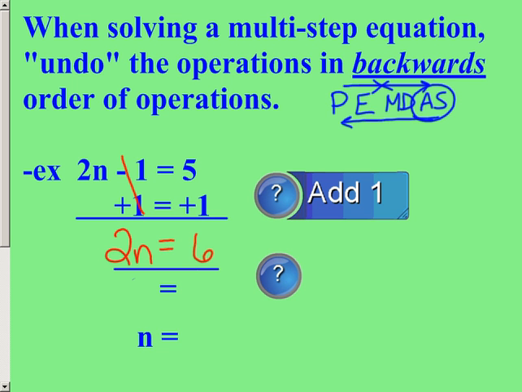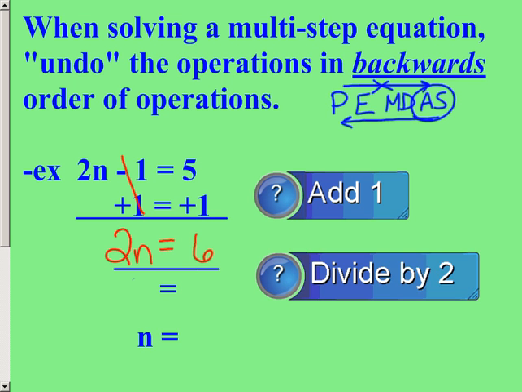So now we have 2n equals 6. Now we need to get rid of a times 2. The opposite of times 2 is to divide by 2, so we're going to divide by 2 on both sides of this equation. Times 2 and divided by 2 cancel each other out, and we're left with n equals 6 divided by 2, which is 3.